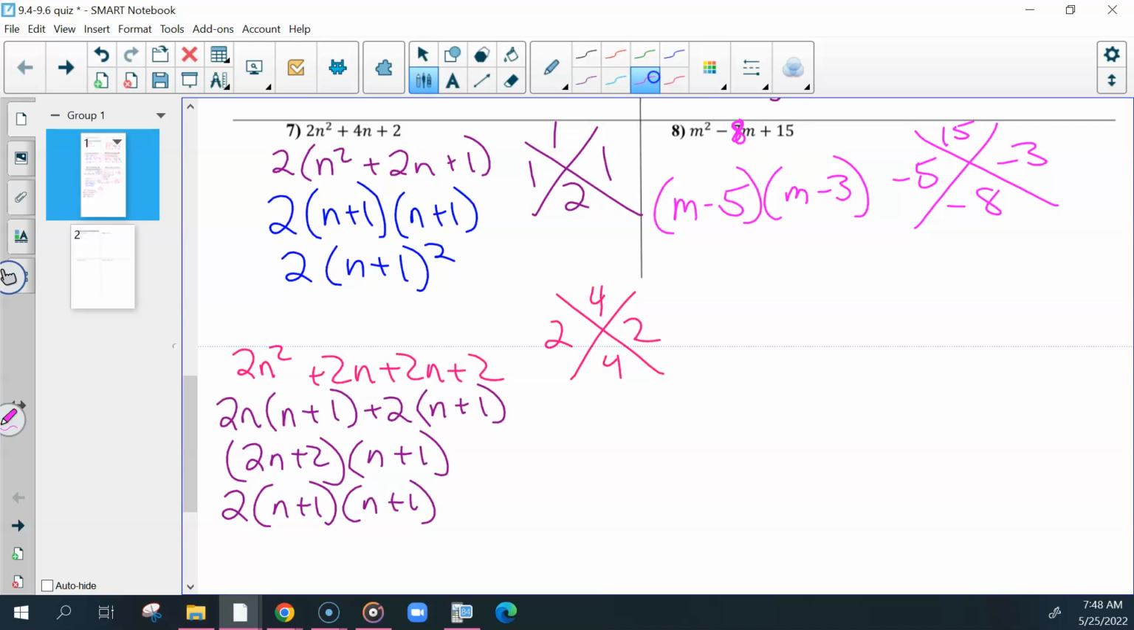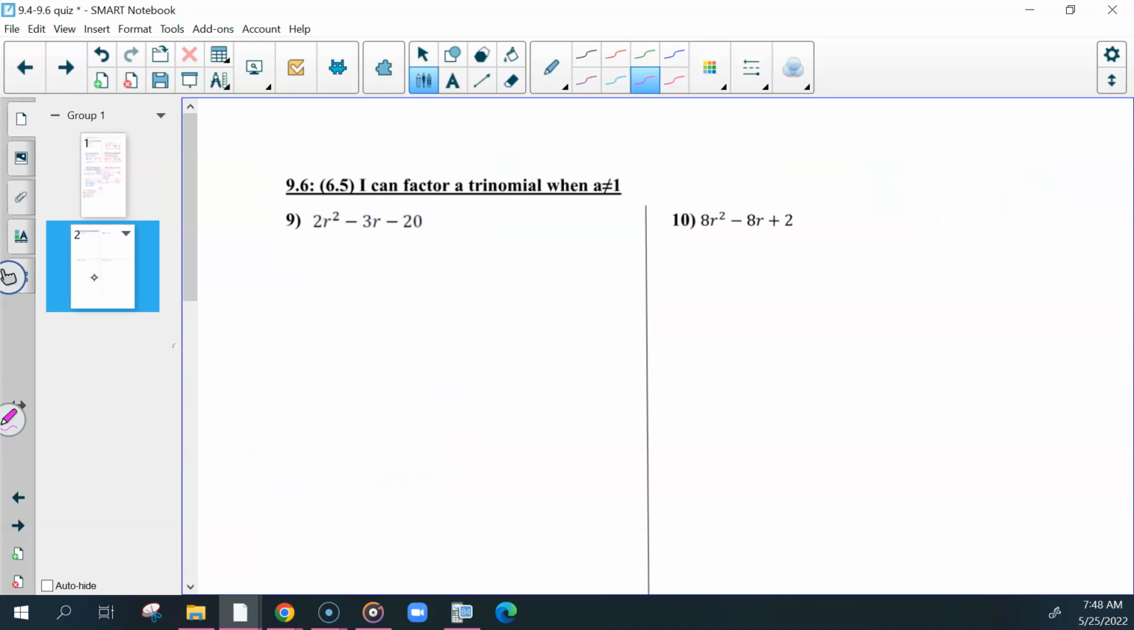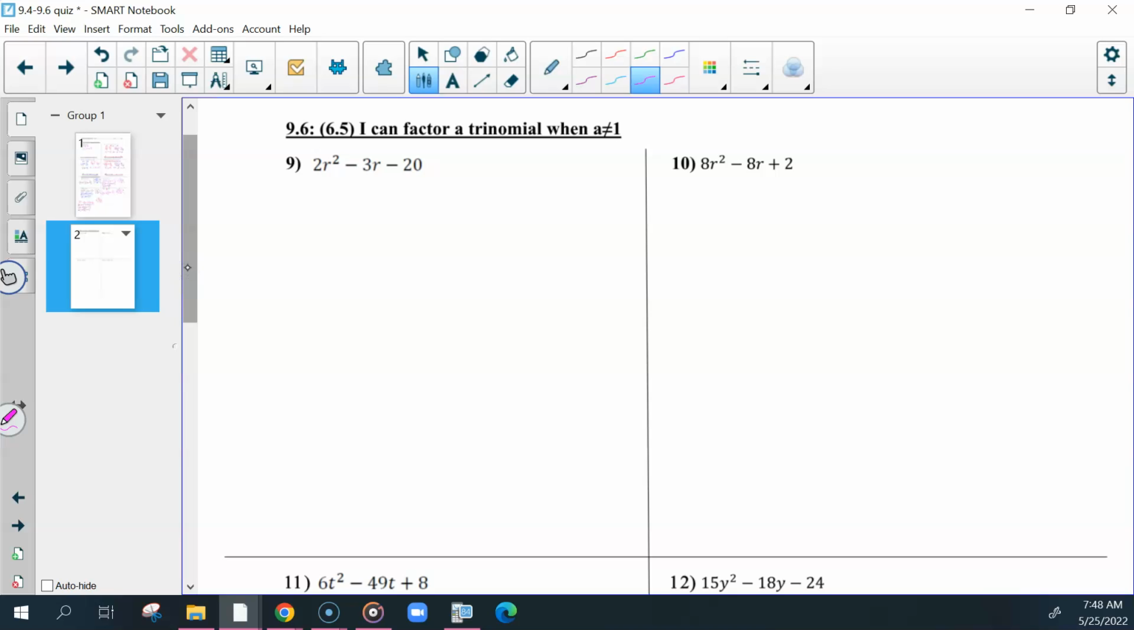On the back. Some of you got partial credit even if you didn't do everything, but these were either worth 6 or 7 points depending on the question.